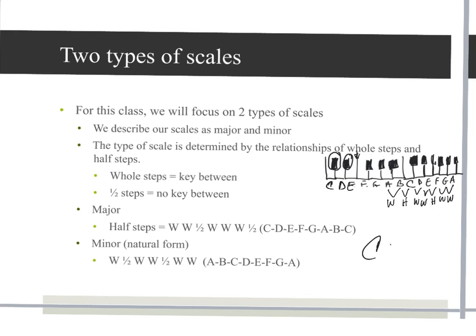So C major and A minor share a relationship. A minor is the relative minor to C major. They're related by the interval of a minor third. Okay? So that's how that works.